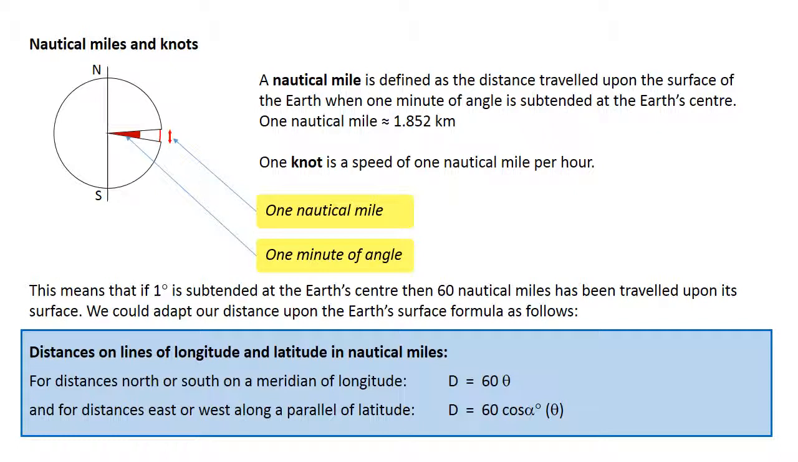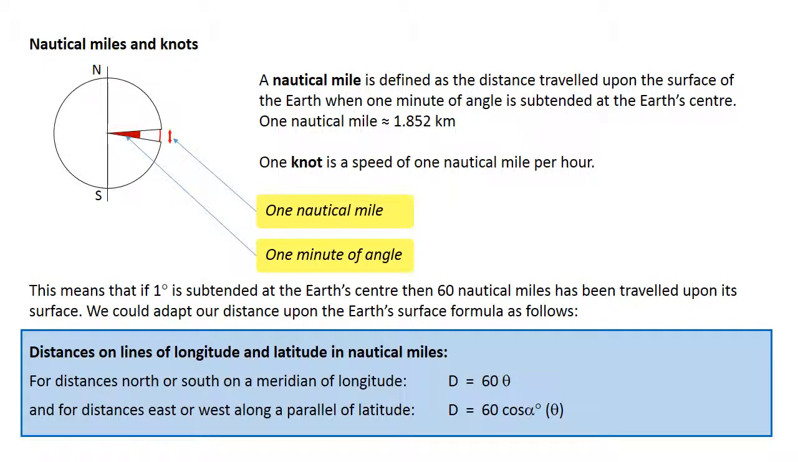1 knot is a speed of 1 nautical mile per hour. The definition of nautical miles means that if 1 degree is subtended at the Earth's centre, then 60 nautical miles have been travelled upon its surface.